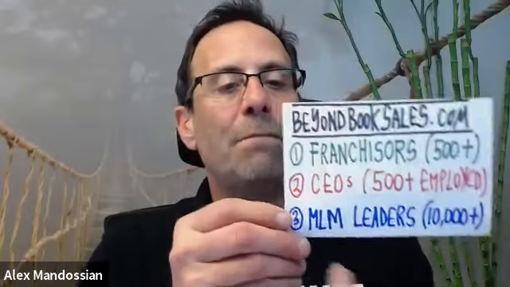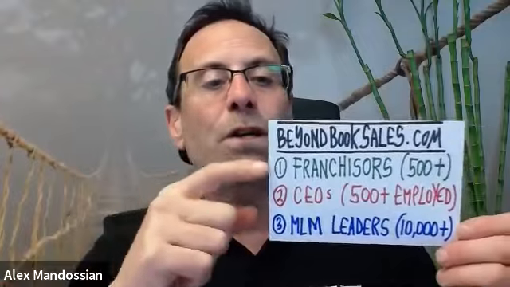And then MLM or network marketing leaders with 10,000 or more downline. So these are three market segments. These are completely different. Now, a CEO with 500 employees could be a franchisor because franchisors have 500 or more employees, but they're the employees of the franchisor. I'm looking for franchisors who have 500 or more franchisees. They're not employees. They are actually the sales distribution network who are paying royalty to the franchisor, the mother company, in order to take advantage of their systems, their documentation, and all their processes.